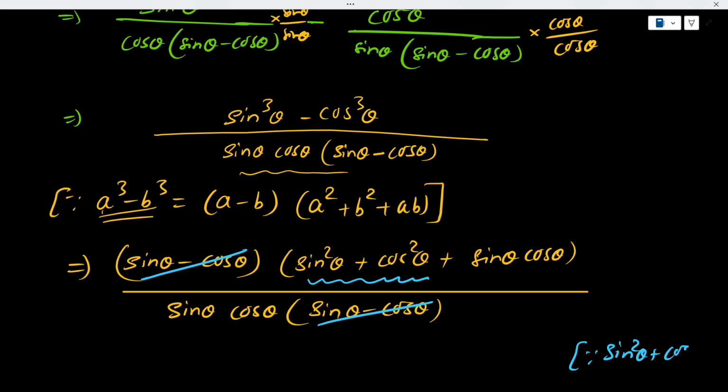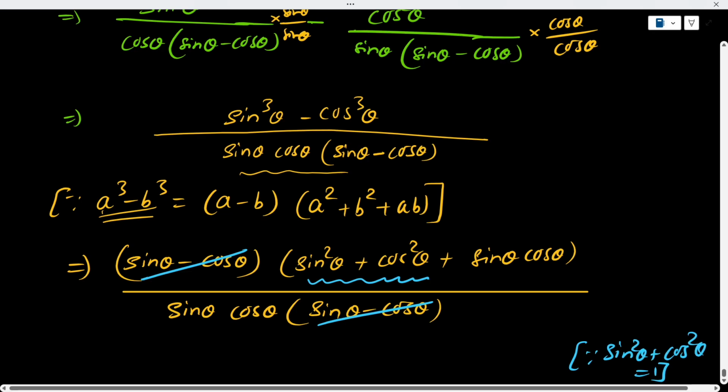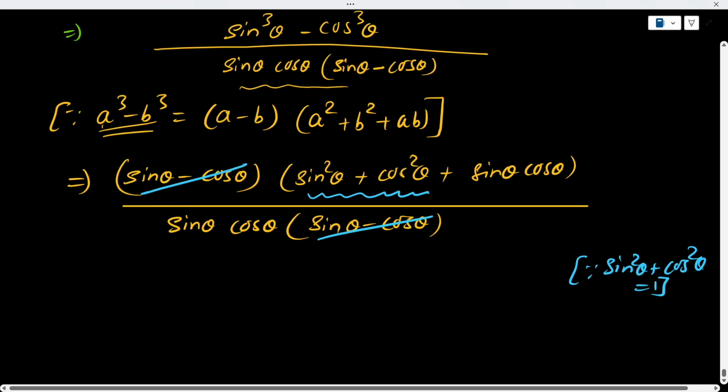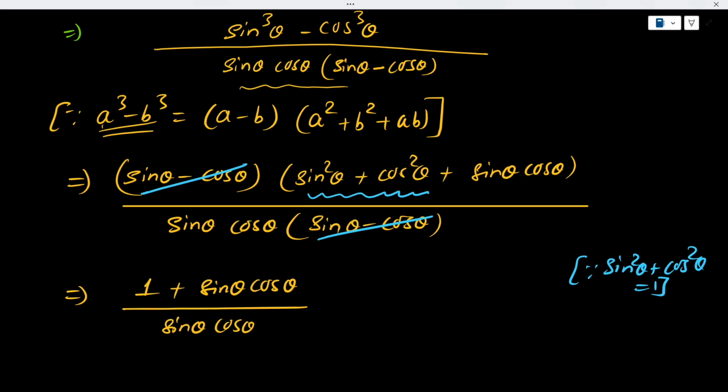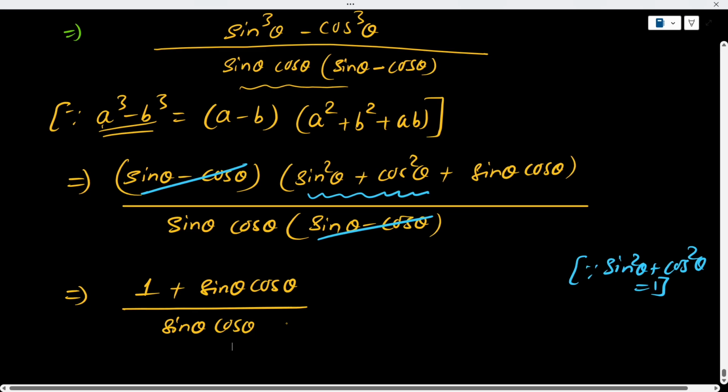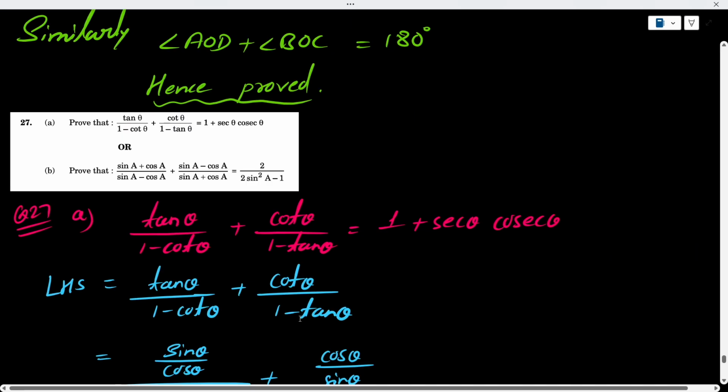What is that identity? The first identity, sine square theta plus cos square theta is 1, correct? There will always be one 3-marker question from this chapter. So it will be 1 plus sine theta cos theta by sine theta cos theta. You see this as the simplest form. So this can be your result. But what do they need here? If you see the right hand side, you need 1 plus sec theta cosec theta.